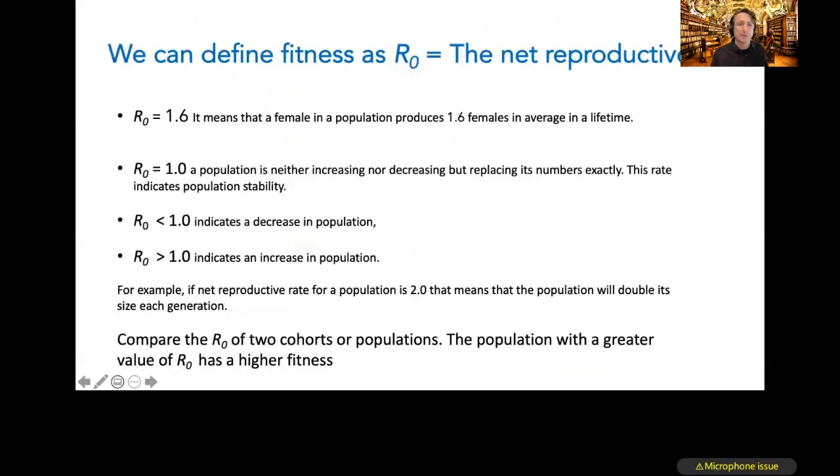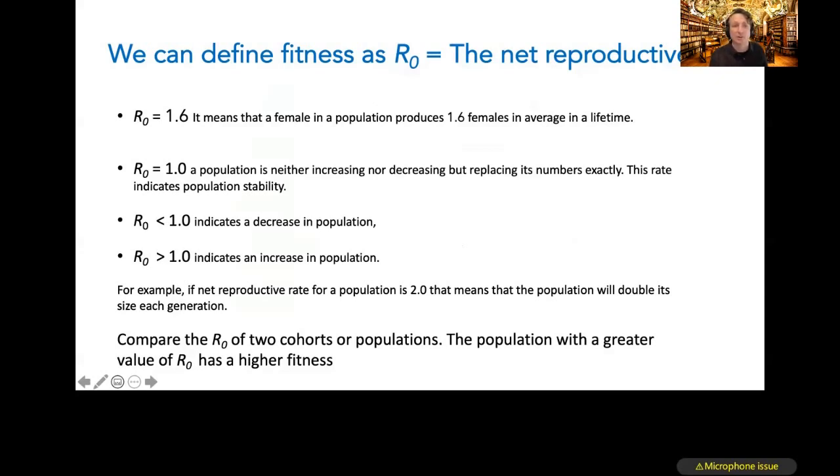All right, so we can define fitness in terms of R naught, the net reproductive rate. In this case, 1.6 was our value of R naught that we calculated from this population. That literally means that on average, an average female in the population is producing 1.6 females in their lifetime, okay? So one female is not only reproducing, making sure that herself is carried over into the next population, but we have an increase.